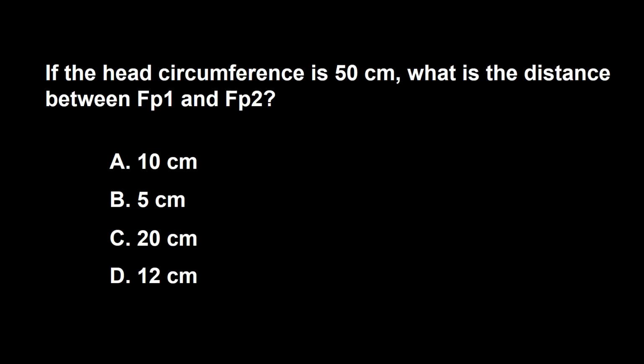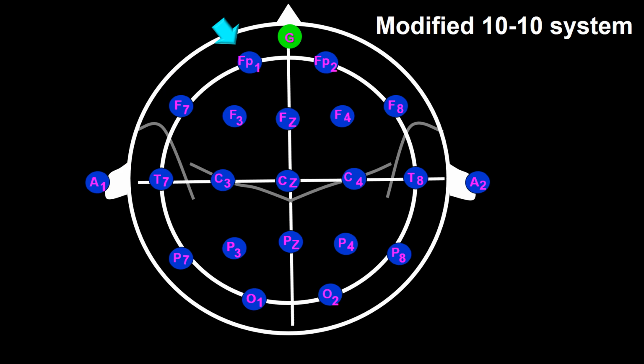Next question. If the head circumference is 50 centimeters, what is the distance between FP1 and FP2? A, 10 centimeters; B, 5 centimeters; C, 20 centimeters; D, 12 centimeters. The arrow in this frame points to FP1 and in this frame to FP2. As you can see, they are quite close to each other.